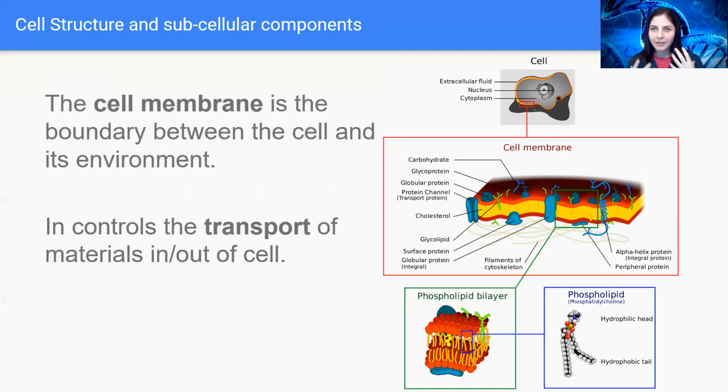So that phosphate head is going to be polar, meaning it has a charge, and it is hydrophilic or water-loving, versus the hydrophobic tails, which are composed of those lipids. The lipids are non-polar, meaning they do not have a charge, and they are hydrophobic, meaning water-fearing.